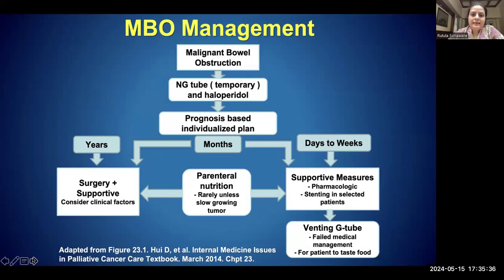Now, if you're managing a bowel obstruction, the simple thing would be to put in an NG tube temporarily with an antiemetic, most probably haloperidol, because it does not have a further constipating reaction. And prognosis would be, if you have surgery and it's curative, it can extend up to years. If it is more of supportive measures or palliative, then it can be in months. And if it's inoperable with only supportive measures, it can be weeks.